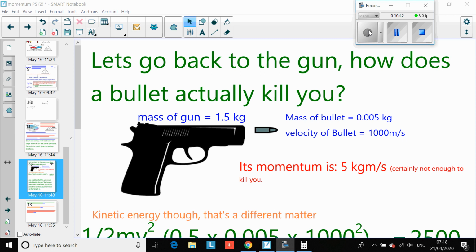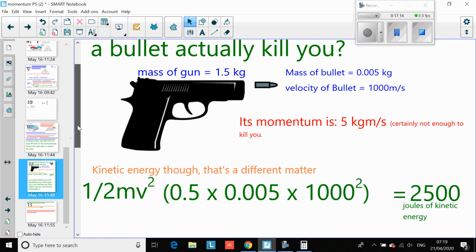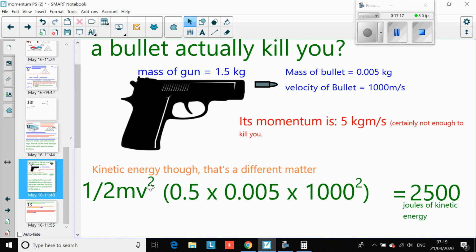Now we already worked out that momentum was 5 kilograms meters per second, and the bullet and the gun will have the same momentum. So it's like an explosion. The gun recoils that way, the bullet flies off that way, but momentum after the explosion is the same. Okay, so they've both got, in this case, a momentum of 5. But it's not the momentum that actually does the damage of the bullet, it's its kinetic energy. Now, for those of you that can remember the kinetic energy equation, it's this, half mv squared.